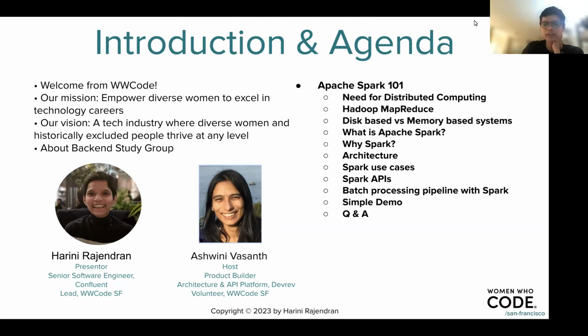Before jumping into Spark, I wanted to give a little bit of context around it, and then start talking about Spark. First I'll be talking about why we need distributed computing. Why can't we just do all computing on one machine? And then how it evolved. It all started with Hadoop MapReduce. Why is Hadoop MapReduce not enough? Why did we move to Spark? And then we talk more about Spark.